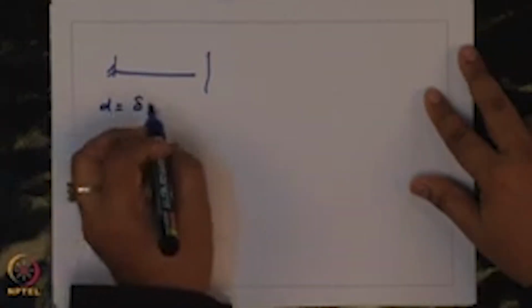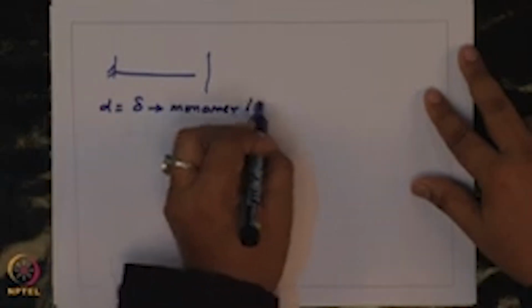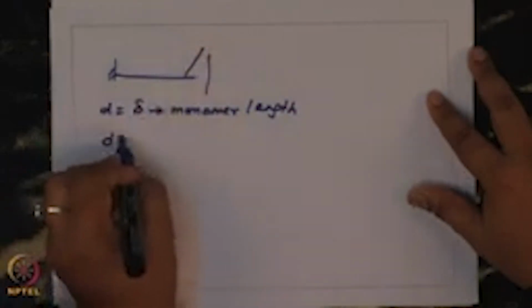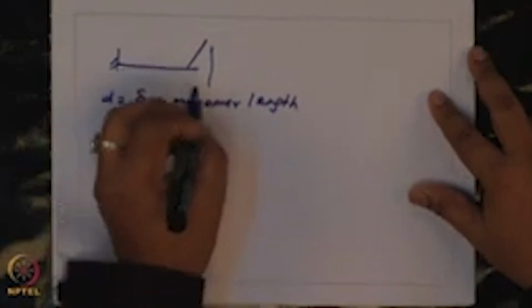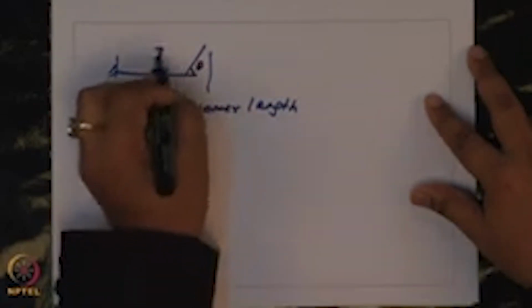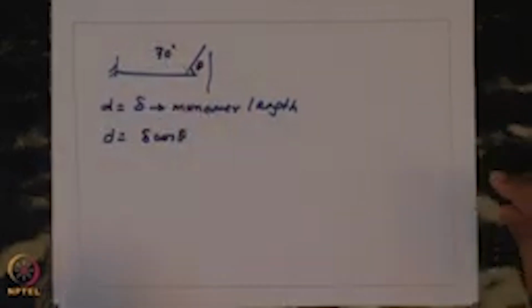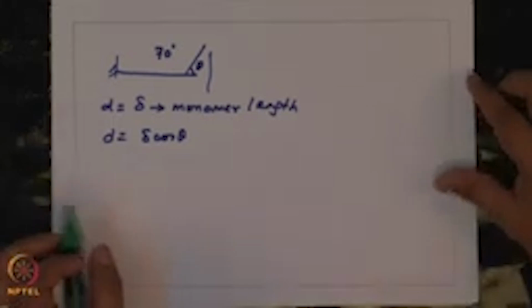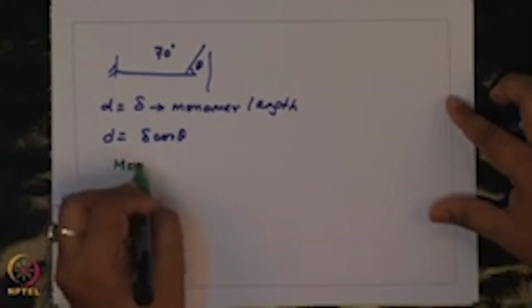So, for the case of a straight filament, let us say your d is nothing but equal to delta, where delta represents the monomer length. But if you have it at an angle, okay, then d is equal to delta cos theta. So, this angle theta is 70 degrees. Okay. So, we want to study the growth of this actin network. For that, we use Monte Carlo simulations.